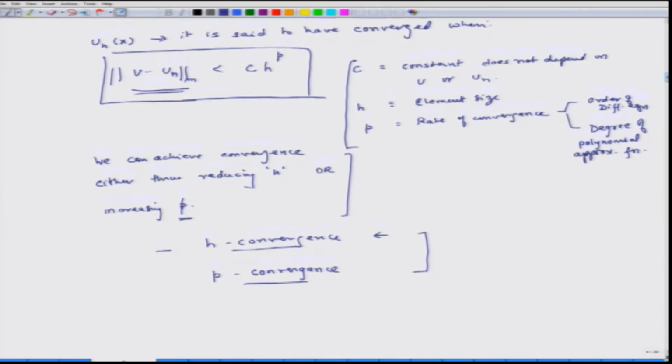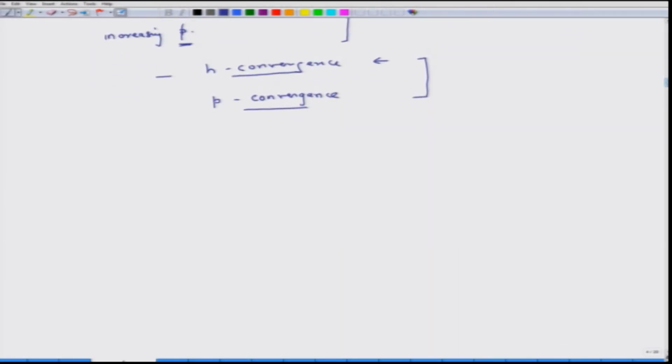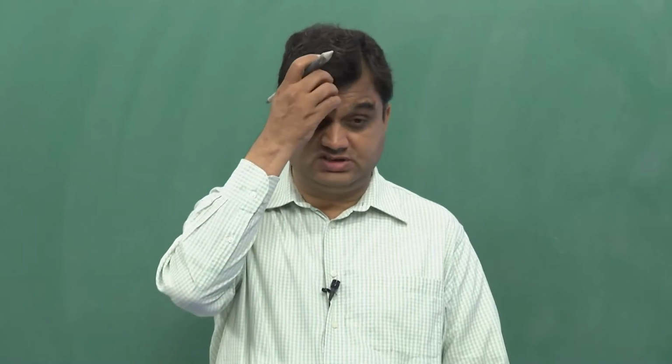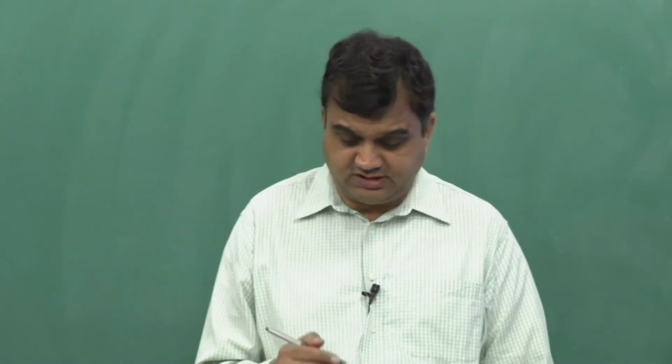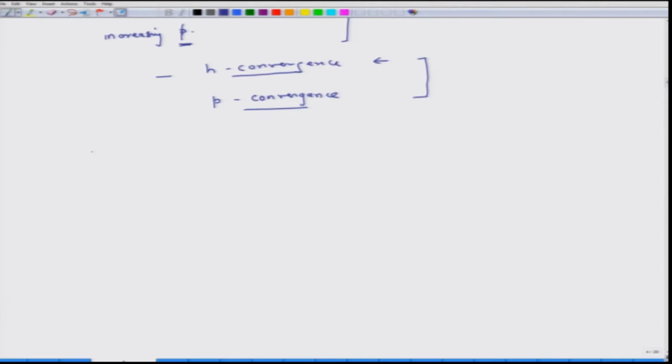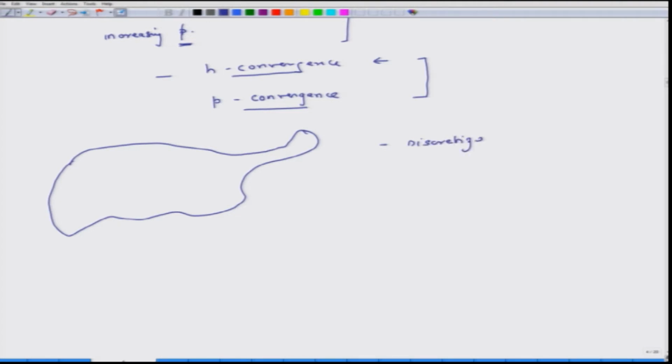As we discuss this further, I would like to say that there is one inherent advantage if we go for p convergence compared to h convergence, and I will explain the reason. So, suppose I have a complicated shape, and I discretize it. So, the first step is discretize, and then the second step is assume approximation functions.